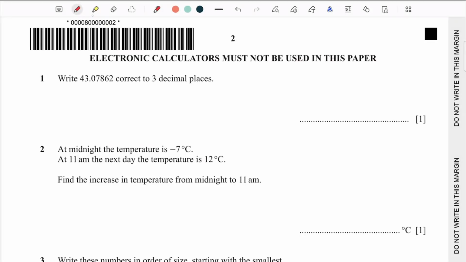October, November 2024, paper 1-2. Question number 1, write 43.078662 correct to 3 decimal places.